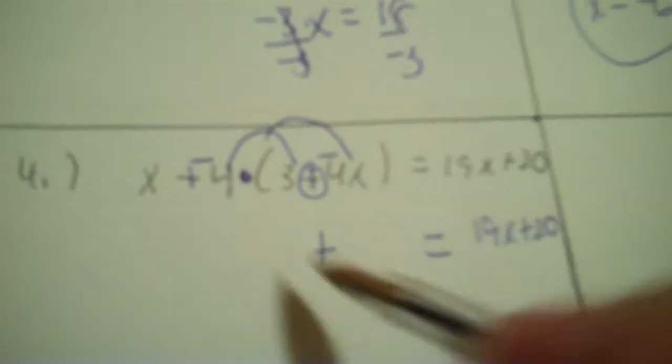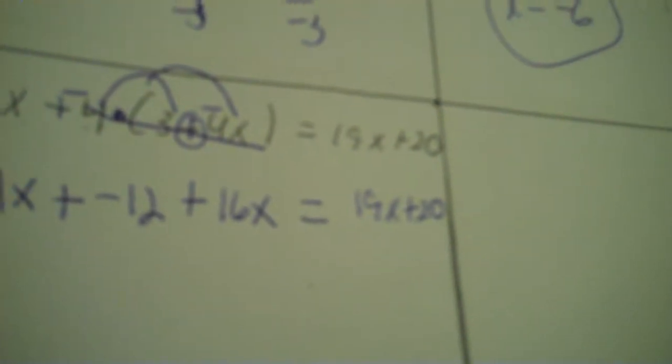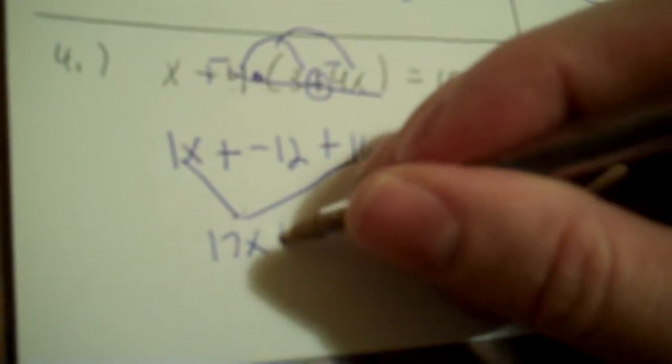So I drop the plus. What's negative 4 times 3? Negative 12. What's negative 4 times negative 4? Positive 16x. Now we also have an x we need to add, and it has a 1 coefficient. Now you got 3 x's. They all need to be on one side. So what we do first is combine the two that are on the same side. So that's 17x plus the negative 12, and then 19x plus 20.